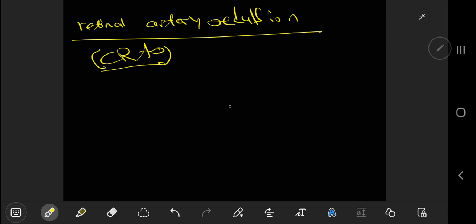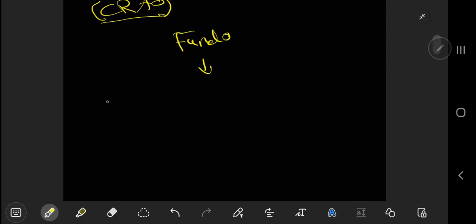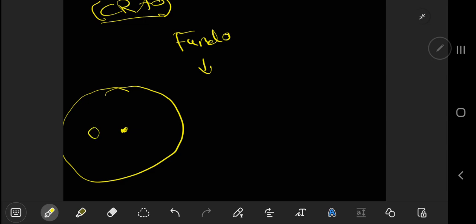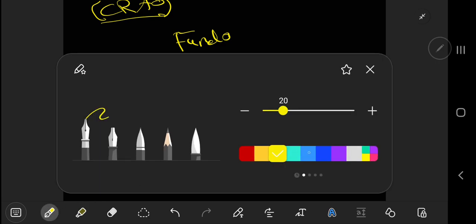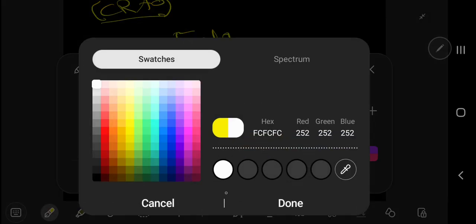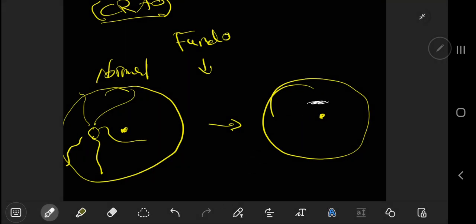A very interesting phenomenon is what you see on fundoscopy. Instead of a normal fundoscopy, where here is the fovea and here is the optic nerve and its blood vessels, in CRAO you will see the fovea, but everything around the fovea will appear pale. Let's take a white color: around the fovea, it's quite pale.